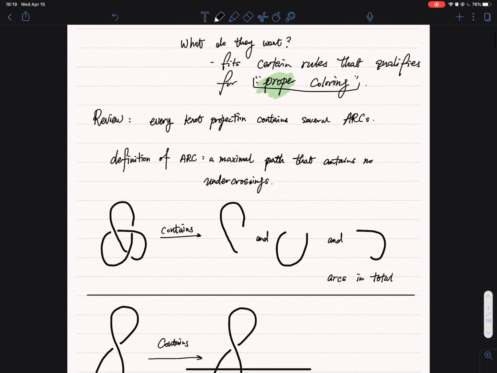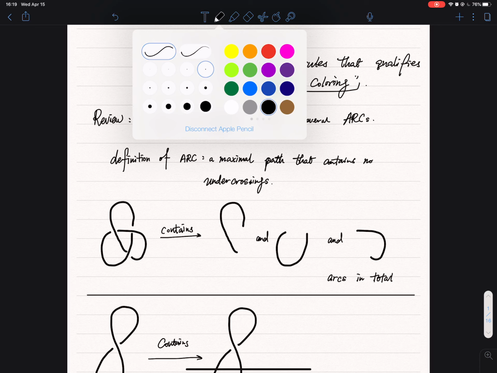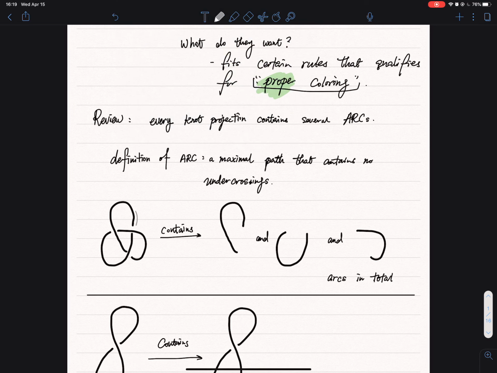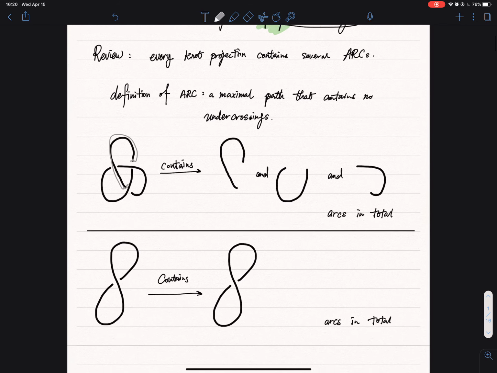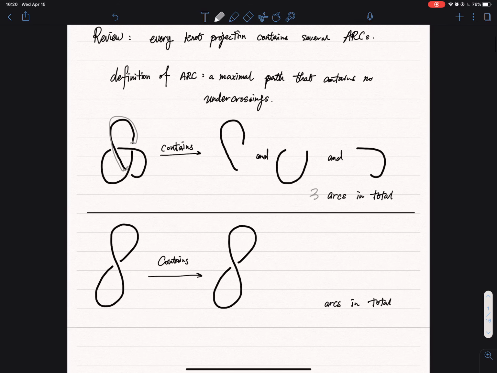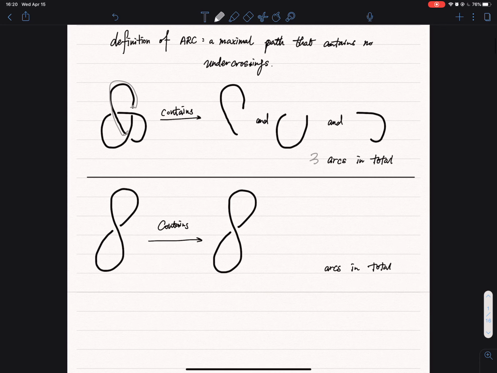And for the projection, we will start with the arcs. Let's review a little bit about the arcs. The arcs are really just a kind of path that is maximal, which goes from any undercrossing to another undercrossing. Basically, we can dissect this trefoil into three arcs in this case. For this figure eight symbol, we have only one arc.